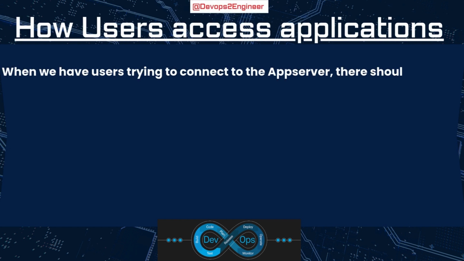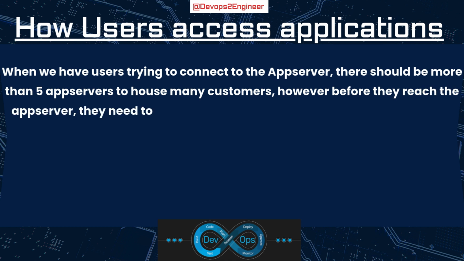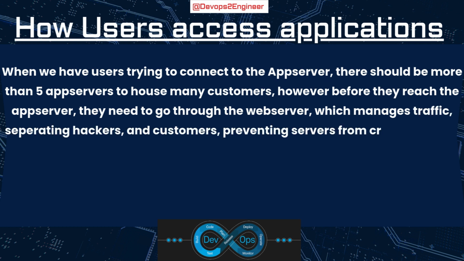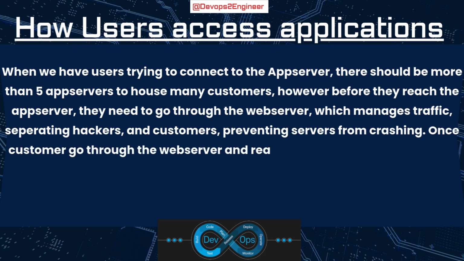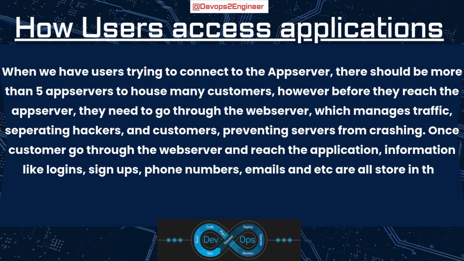How users access applications. When we have users trying to connect to the app server, there should be more than 5 app servers to house many customers. However, before they reach the app server, they need to go through the web server, which manages traffic, separating hackers and customers, preventing servers from crashing. Once customers go through the web server and reach the application, information like logins, signups, phone numbers, emails, and etc. are all stored in the database.